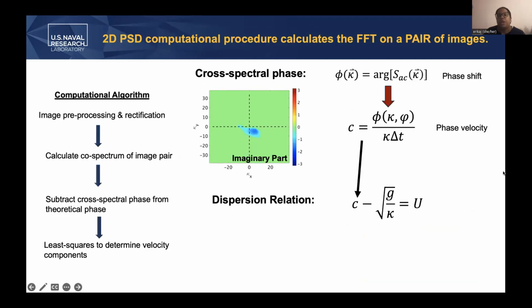Okay, so coming back to this slide, I take my cross-spectral phase and cast it in terms of the phase velocity. I can plug that in here. I know my wave number. I have a method for measuring the current speed.